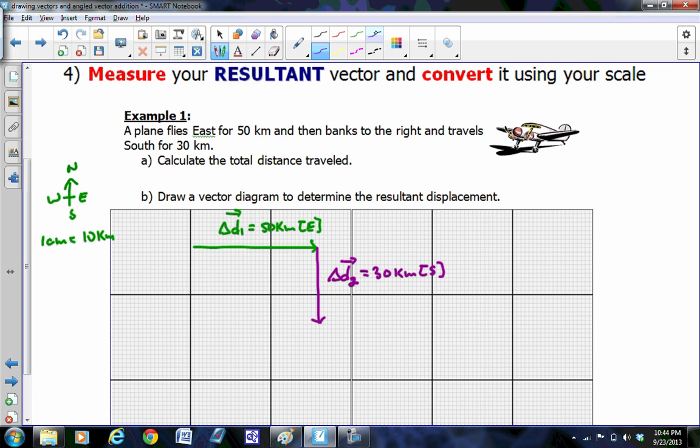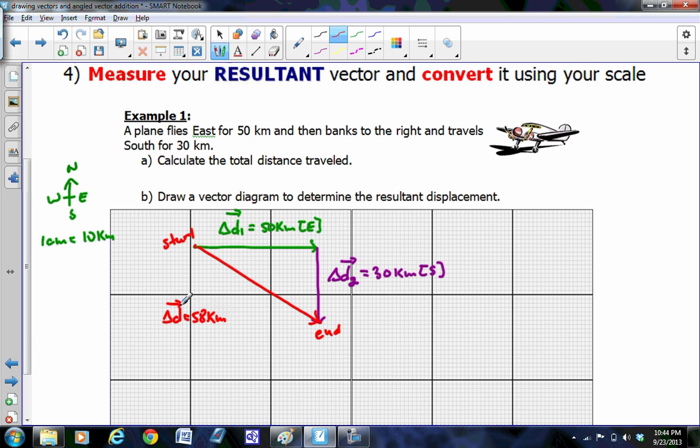Now to get my DR, really easy. All you do is you go from the beginning to the end. Draw a nice line. Remember, you're going from the start to the end. So I'm going like this. Look at my arrow, beginning to the end. I'm going to take my ruler and measure this line. And I end up with 5.8 centimeters. In other words, 58 kilometers.